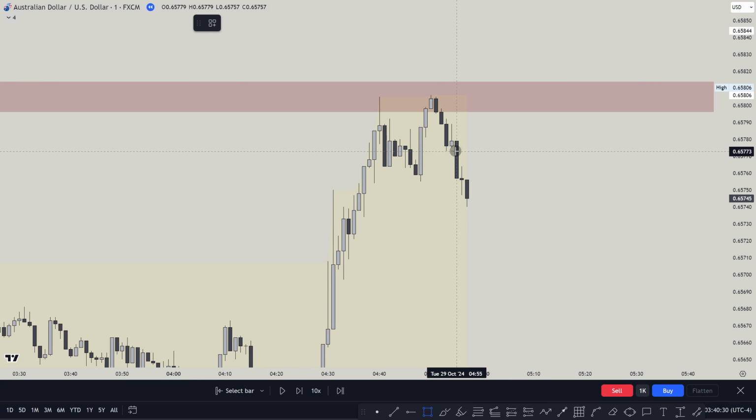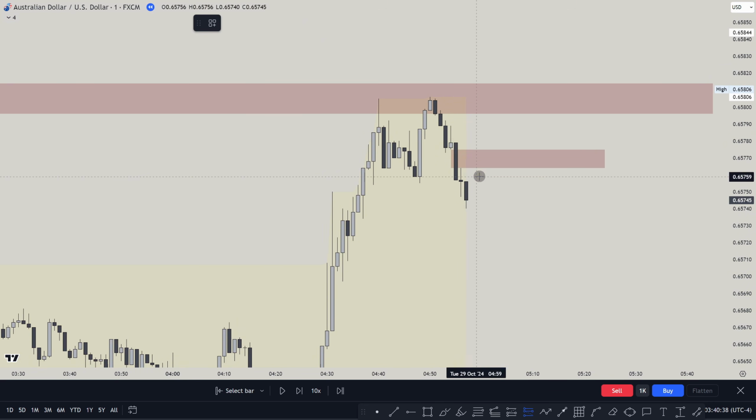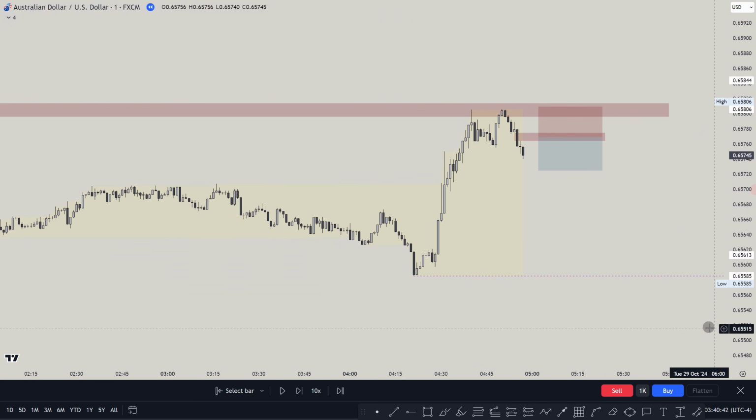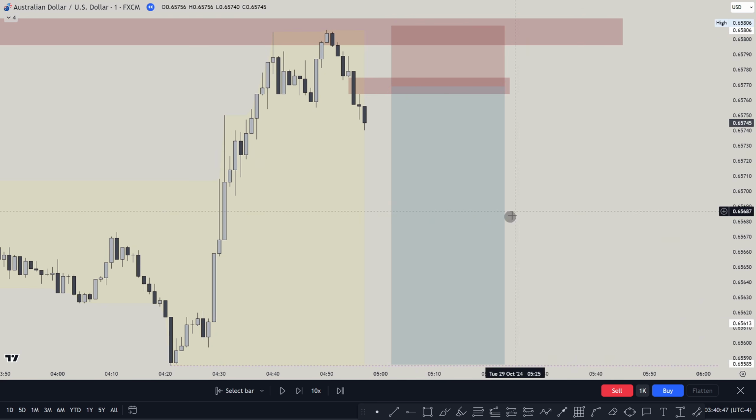Now, obviously, we have this fair value gap after a market structure shift, maybe entering here with a stop above the high, and then targeting this one. Okay, that is your first entry.